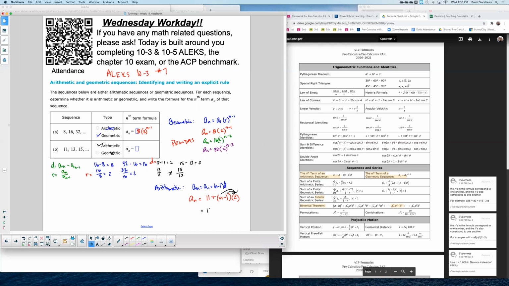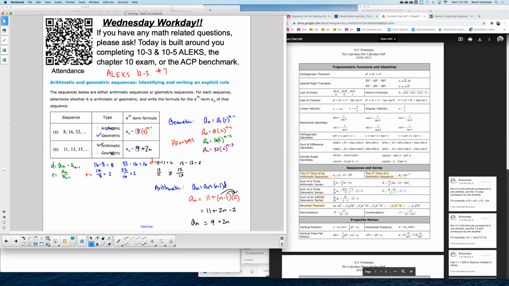So this would be equal to 11 plus 2n, and then minus 1 times 2 is a negative 2. I can reduce that one more time. 11 minus 2 is 9. So I can say 9 plus 2n is my a_n. That would be your formula there, 9 plus 2n, and that would be your solution.